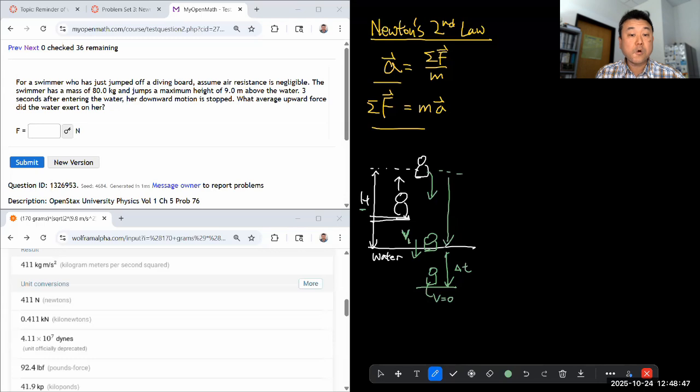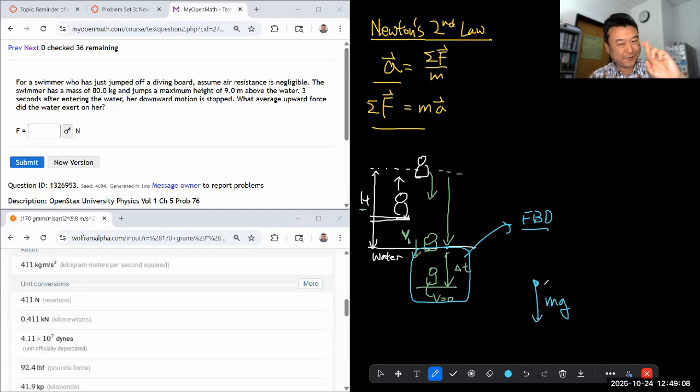And it's asking what is the average upward force, so the upward force during this portion of the motion. Let me just blow this up and draw a free body diagram for that. While the diver is accelerating downward here, there should still be gravity on the diver.